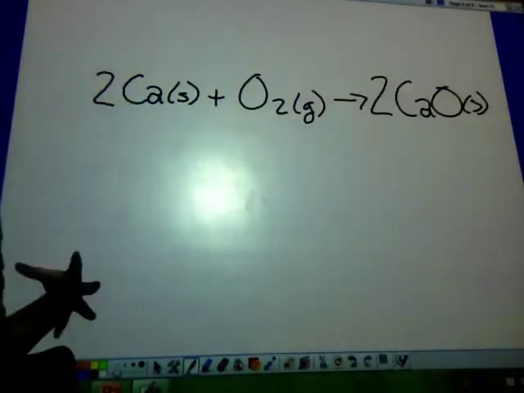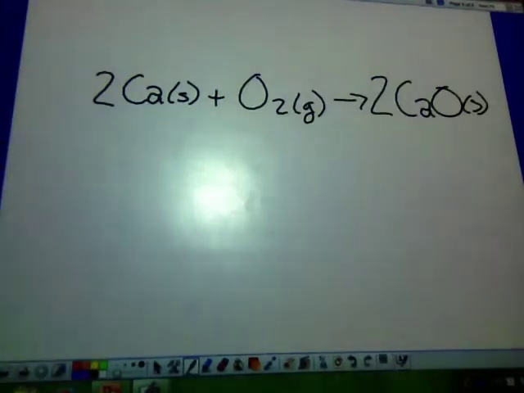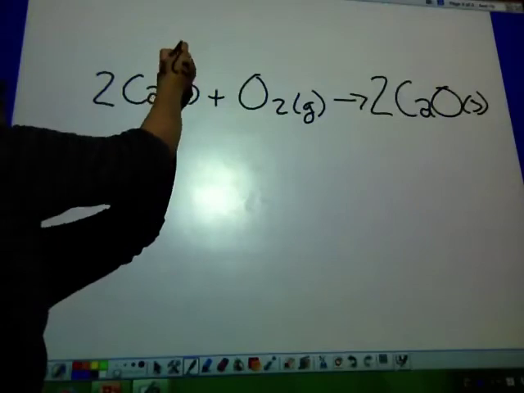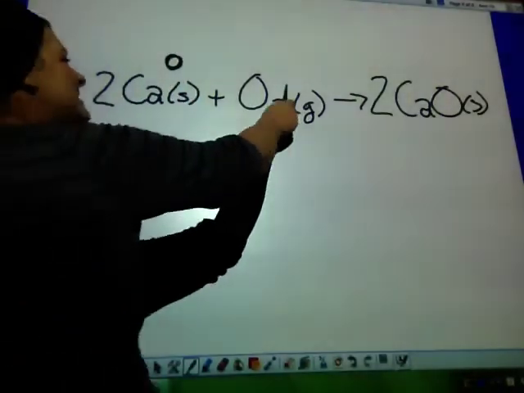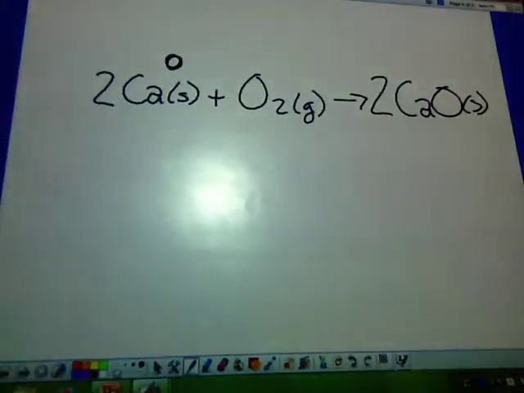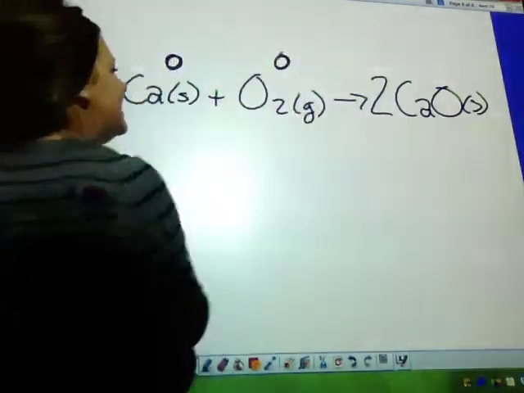Any element that's all by itself. So I have calcium here. I don't see an ion. I don't see a charge with it. So this must just have a charge of 0, must just be neutral. Any diatomic element is also considered to be neutral, so it has a charge of 0 here.